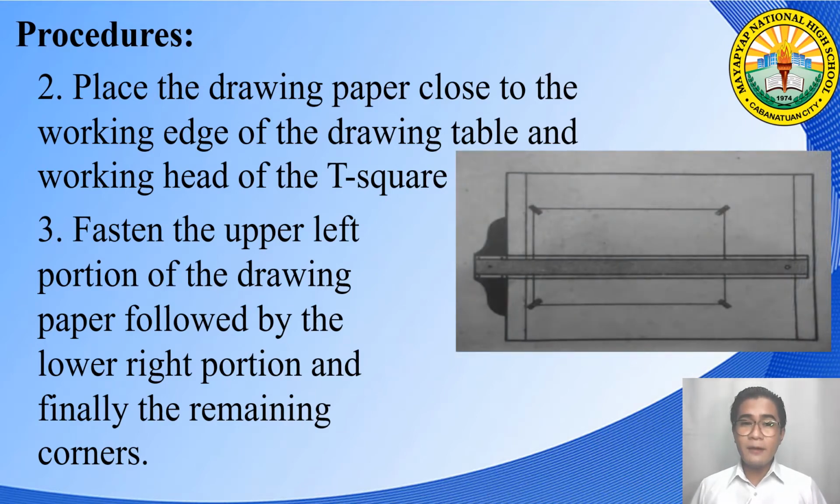As you can see, the paper is already on the drawing board, and it is fastened by our masking tape, and the T-square is on it. But remember, it depends on whether you are right-handed or left-handed, while the paper is placed on the top edge of the T-square. So it is different if you are right-handed or left-handed, depending on what is comfortable for you.